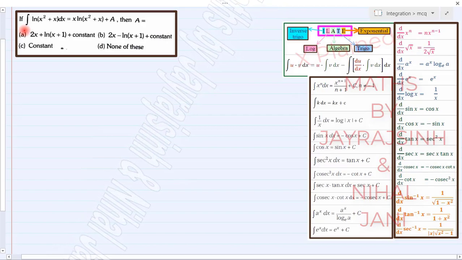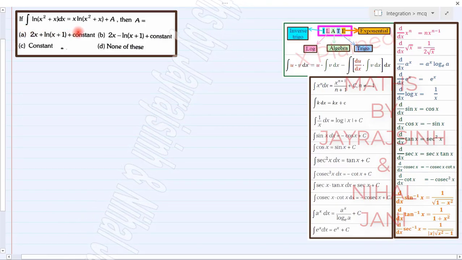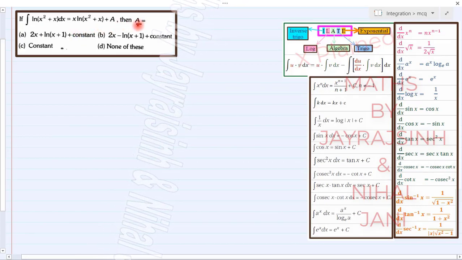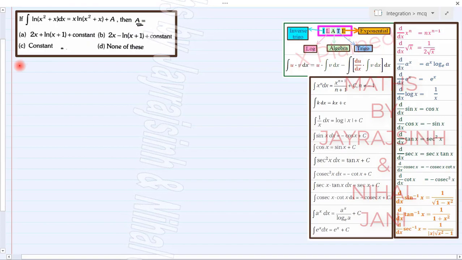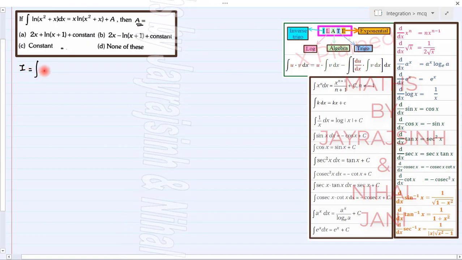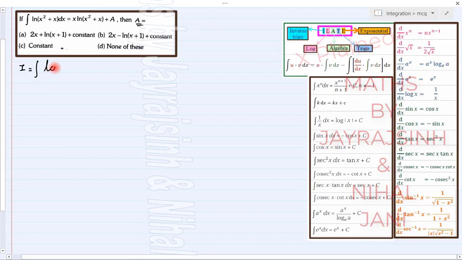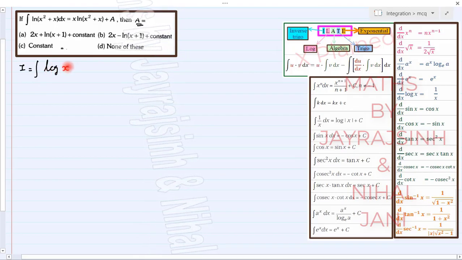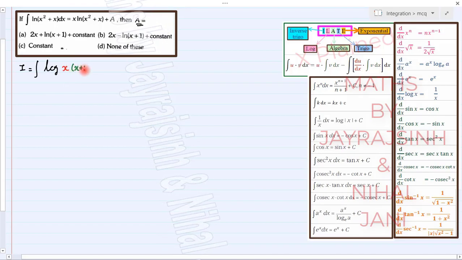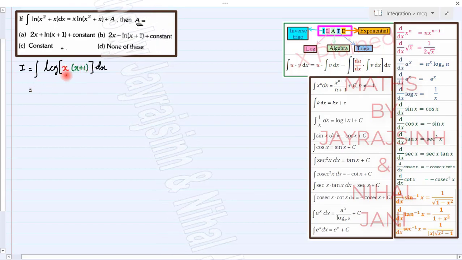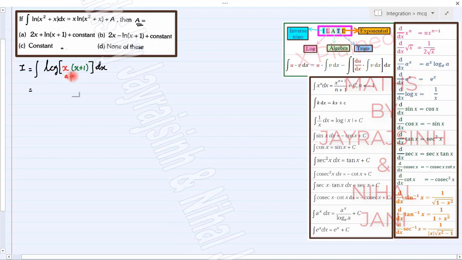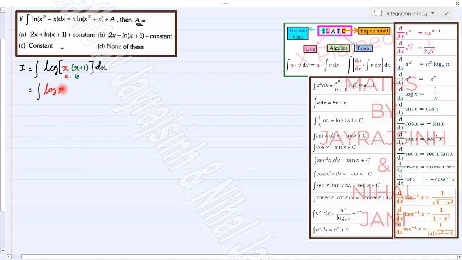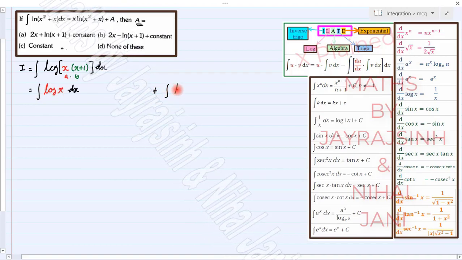Here we have integration of log of x square plus x is equal to x log x square plus x plus a, and we have to find the value of a. So first of all, let's begin from the left hand side. We have log of x square plus x, or if we take x common, we will get x into x plus 1. Now here we have log of a into b, so we can split it as log a plus log b.